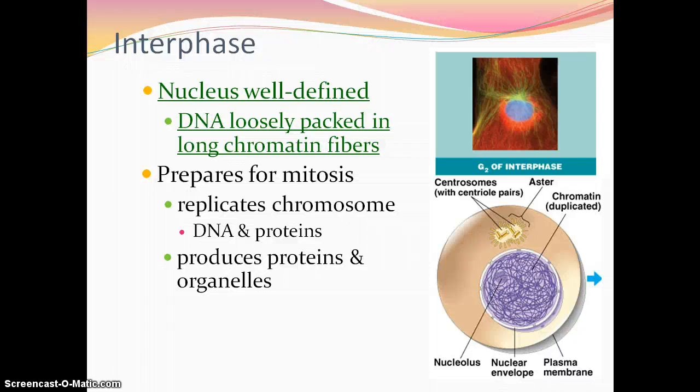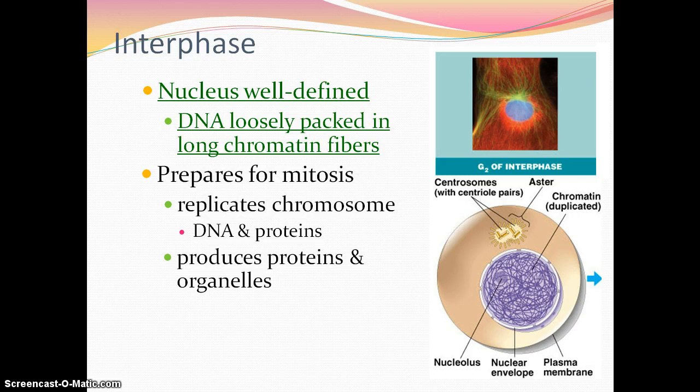So this is part 2 of chapter 12's lecture on the cell cycle and mitosis. Where we left off was on interphase, and just finishing that up, let's remember some of the characteristics of interphase. During this phase the nucleus is well defined and the DNA is loosely packed in long chromatin fibers. This is the phase when preparation for mitosis is occurring.